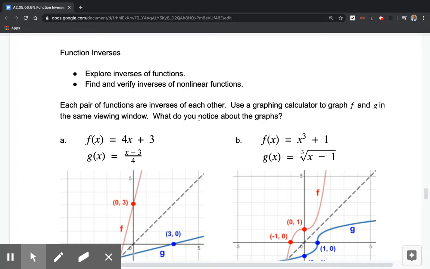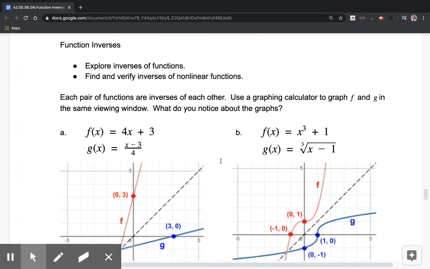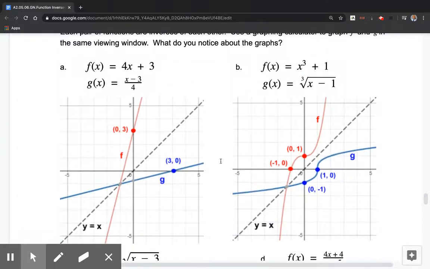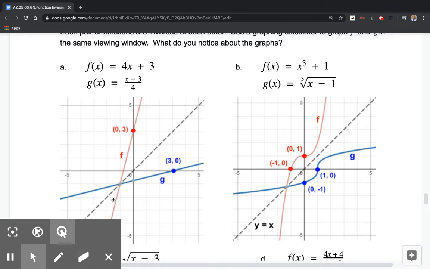You can use a graphing calculator to graph function f and g in the same viewing window, and then let's see what we notice. So if you want, you can graph these functions. f of x is 4x plus 3, and g of x equals (x minus 3) over 4. So we have the two graphs. We have function f right here, and we have function g. And it looks like they just intersect, but if they are inverses of each other, they are reflected over the line y equals x.